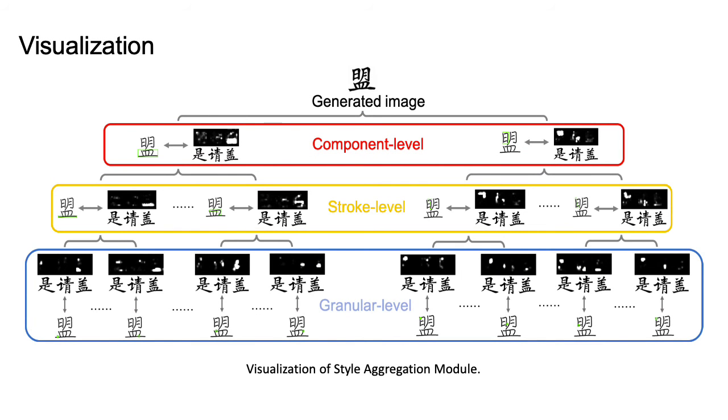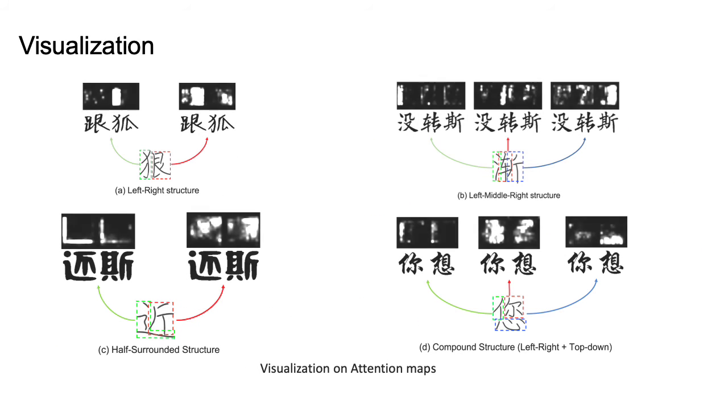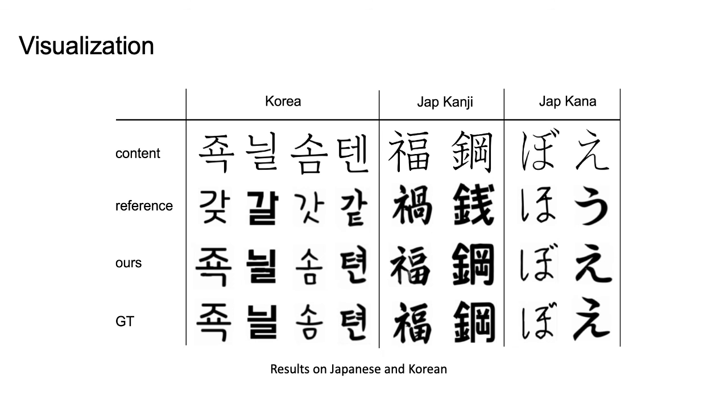To demonstrate the effectiveness of the style aggregation module, we visualize the attention maps for different levels. The visualization results clearly show our framework can learn the correspondence between the style and the content. We show more visualization results of the style aggregation module. This figure covers characters with some typical structures. Moreover, the proposed FsFont is also capable of processing Japanese kanji, Japanese kana, and Korean. Here are some demo cases.